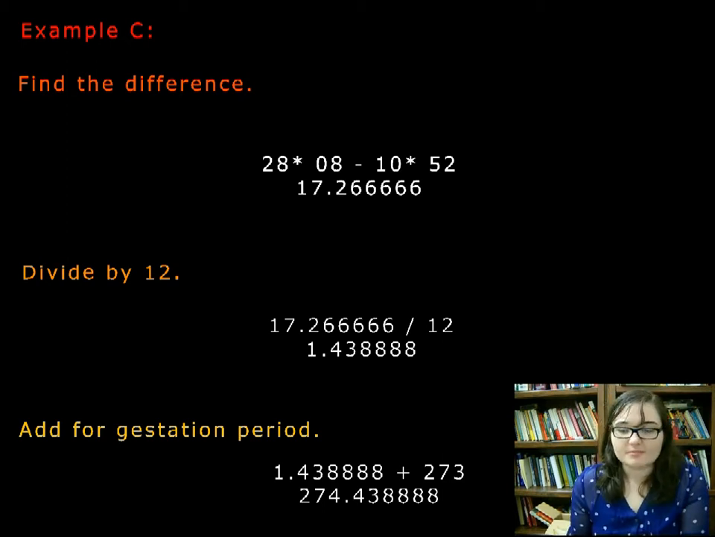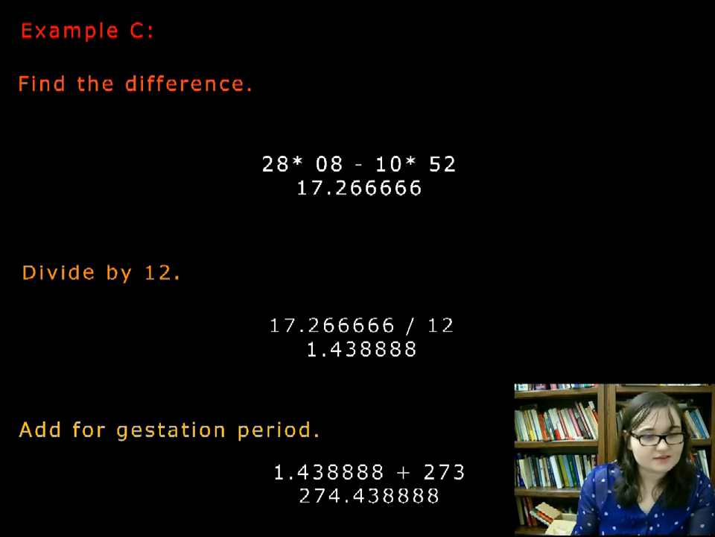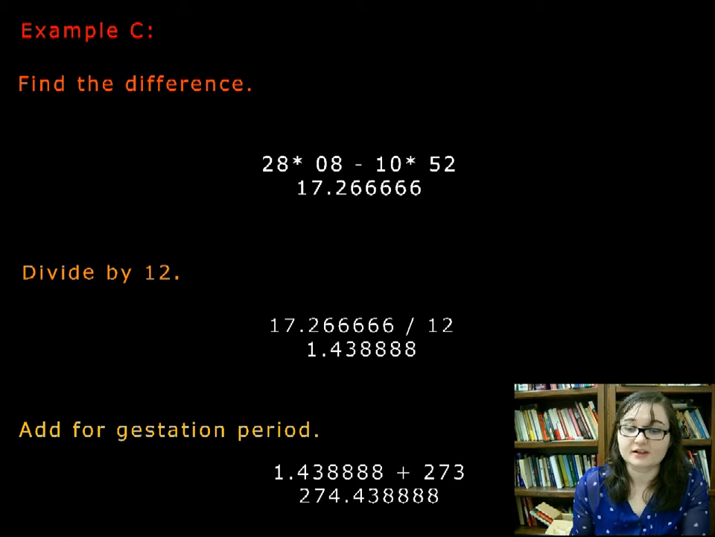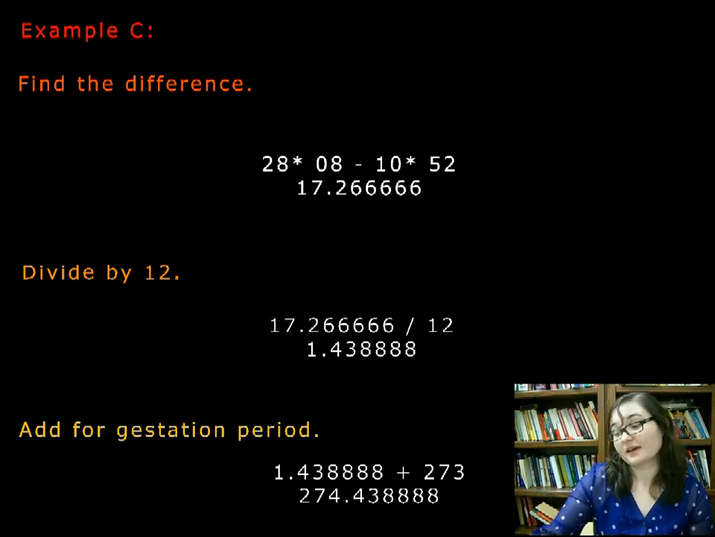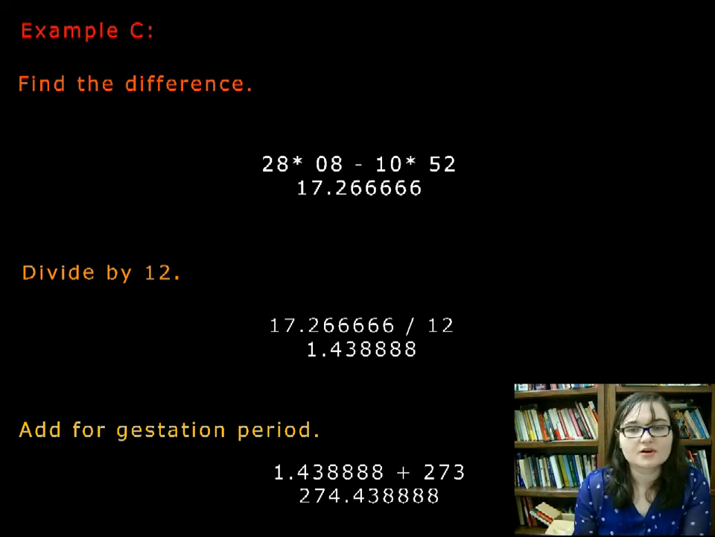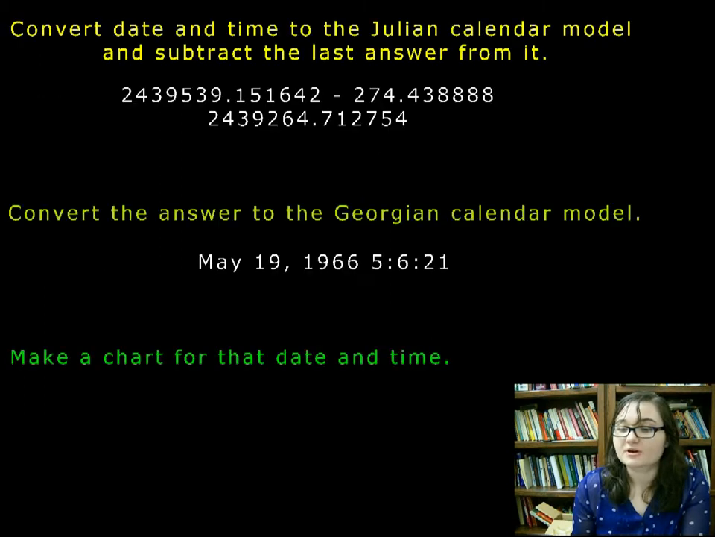If you divide that by 12, you get 1.4388 repeating. Since this person's moon is under the ascendant-descendant line, we're going to add 273, and that equals 274.388 repeating. Then we're going to convert that date into the Julian time, and the software I'm using is Rectify Gold, and luckily in the reports under the chart analysis it gets that.